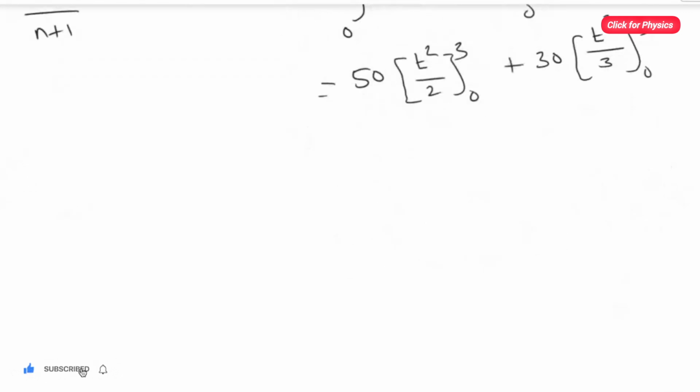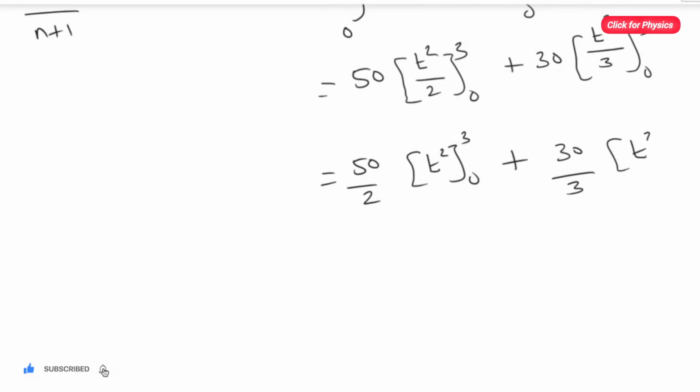Again, I can take the constant term outside. So 50 divided by 2 inside the bracket t square, lower limit is 0, upper limit is 3. Likewise here 30 divided by 3, I can take it outside. So for t cube, I have to substitute the lower limit and the upper limit. So let's substitute. 50 divided by 2 is nothing but 25. So 25, and in place of t, I use the upper limit, which is 3 square, minus the lower limit 0 square, right?